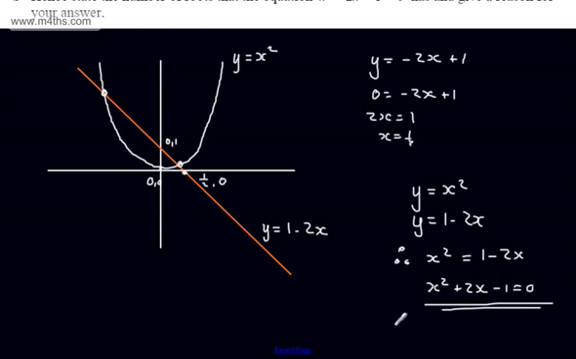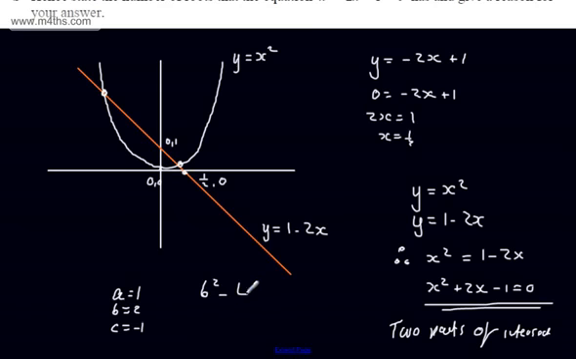So we can say now 2 points, so 2 points of intersection. What you could do as well is show now the discriminant on here. So we've got a value of a is equal to 1, a value of b which is equal to 2, and a value of c is equal to minus 1. So b squared minus 4ac.